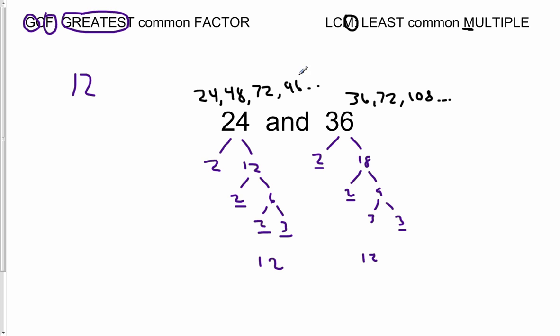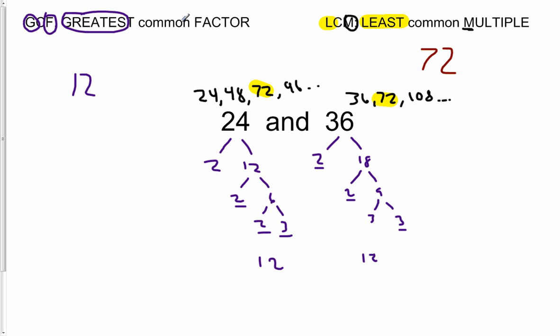So the next thing we want to do is look at this list of numbers, and we don't want the greatest one, we want the least. The least. So what is the smallest number that these things both have in common? It's going to be that 72.